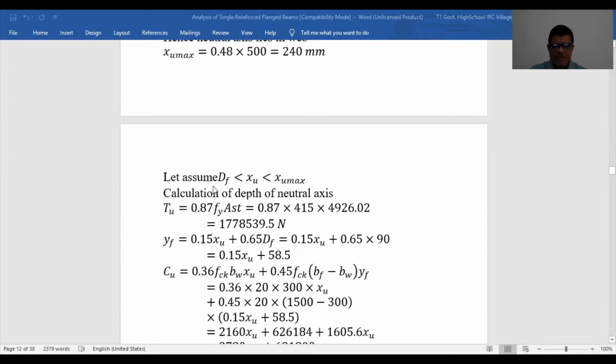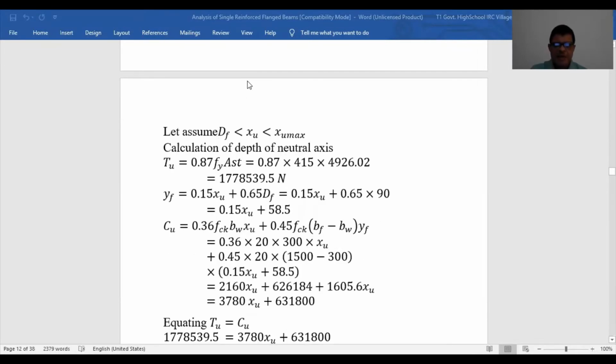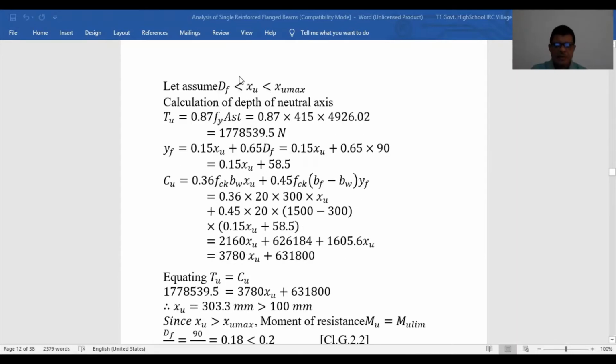Now first assume Df by xu is less than xu maximum, and in a similar way you calculate these values. Calculate the values Tu, okay. Calculate yf and calculate Cu, and then compare Tu is equal to Cu. Since it is a linear problem, you can directly find the xu value. So xu value is greater than 100, but you see xu is greater than xu maximum, because xu maximum was 240. So it becomes an over-reinforced section.